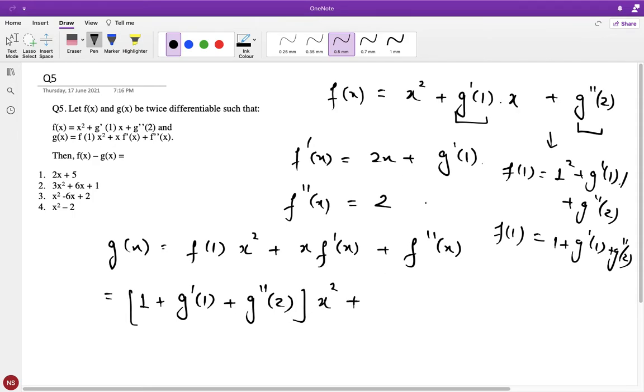What is f dash x? 2x plus g dash 1 multiplied by x. What is f double dash x? It is 2.